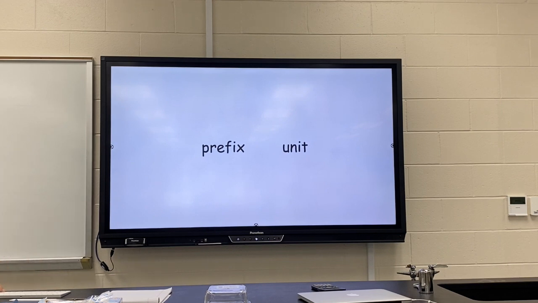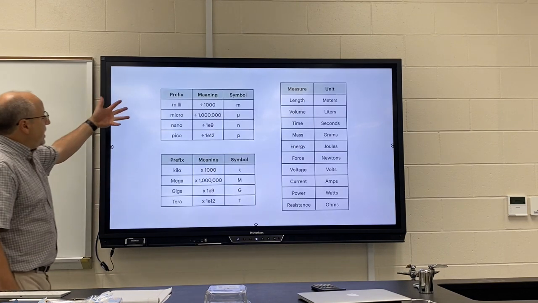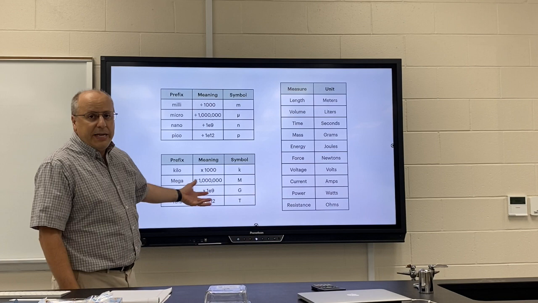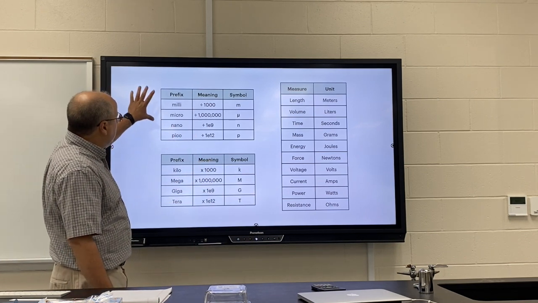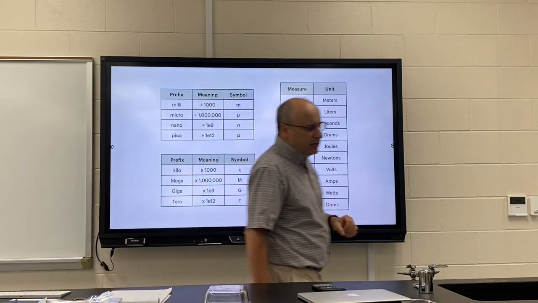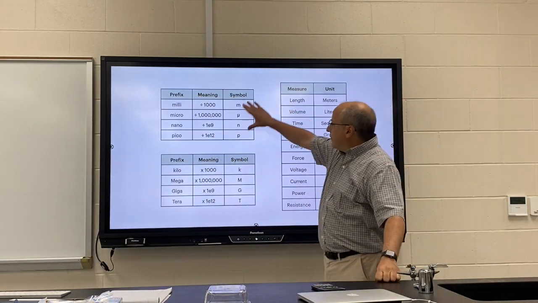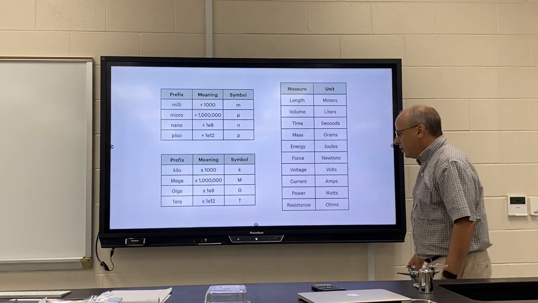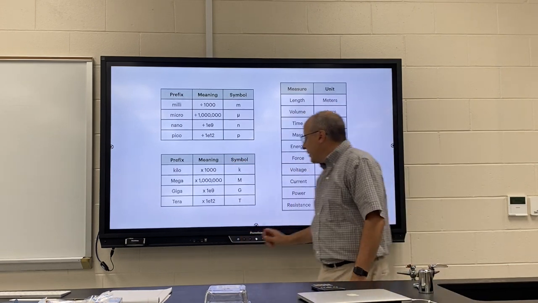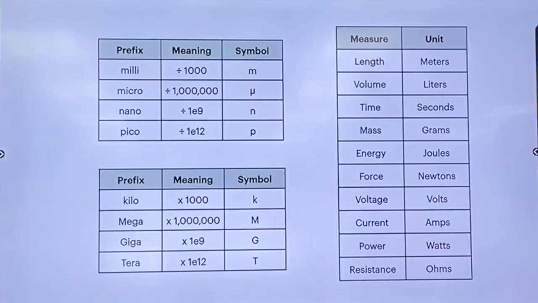So here are the prefixes that you need, and I need you to write this chart out in your notes. Break it up into two separate charts. This chart is for small numbers. This is the chart for big numbers. So pause it and draw this out.